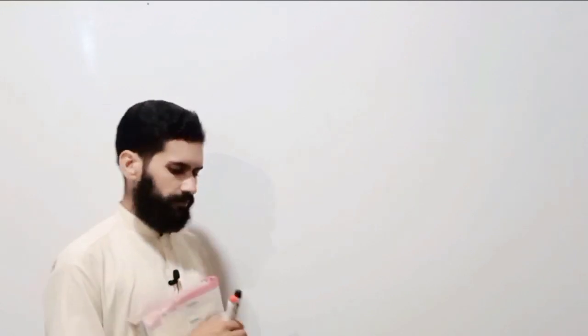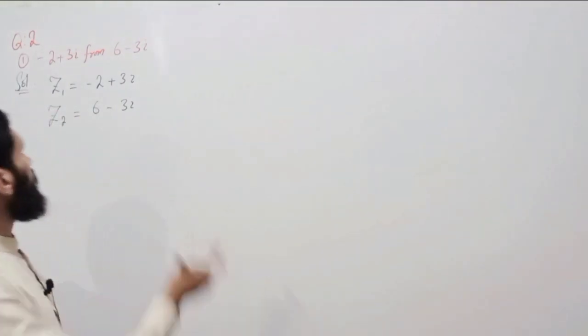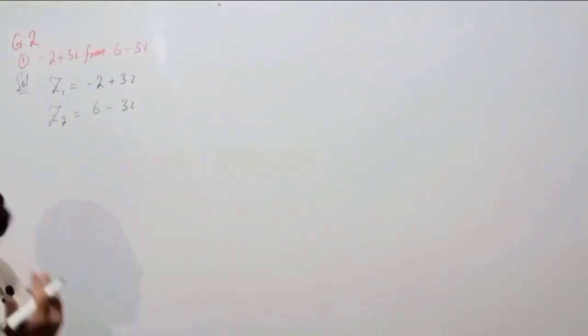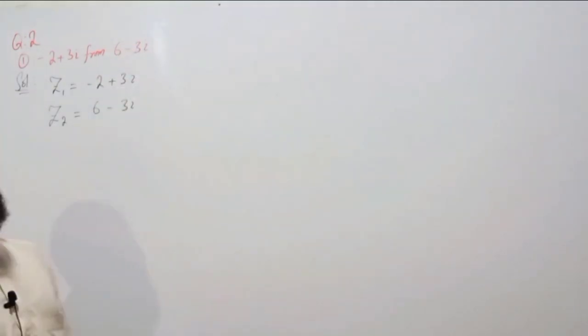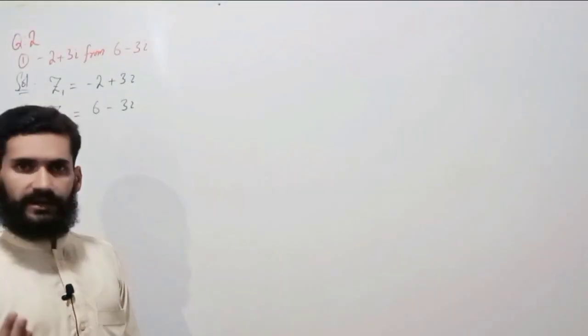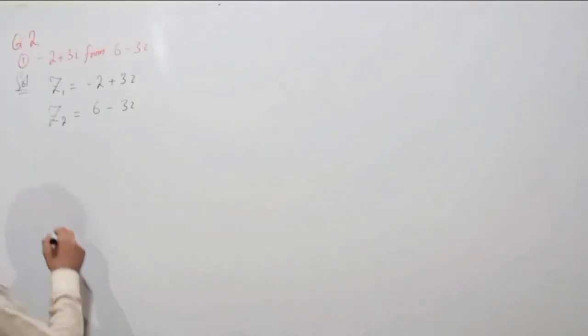For part number 2, given the way we subtract the following complex numbers, the subtraction of complex numbers, find the solution. Question number 2, part 1: given, subtract 2 plus 3i from 6 minus 3i. The second complex number minus the first complex number.